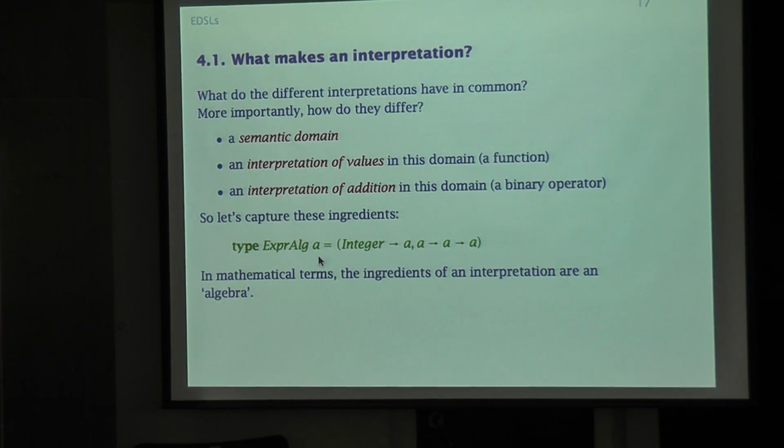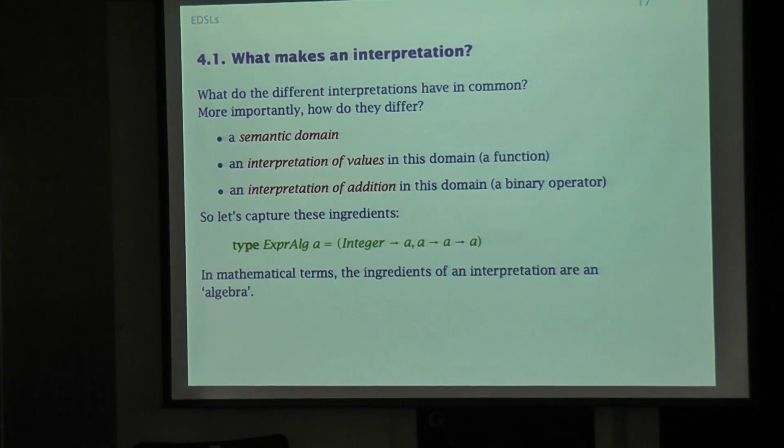So an expression thingy consists partly of a semantic domain, and that's a parameter to the thingy, and then of two functions, and that's the other two bits. The interpretation of integers, and that's a function of type integer to a, whatever your type a is, and the binary operation on a's, so that's a function from a to a to a. So that's the differing bits. Eval and print are different, and the difference is expressed by having two different algebras, two different expression thingies.